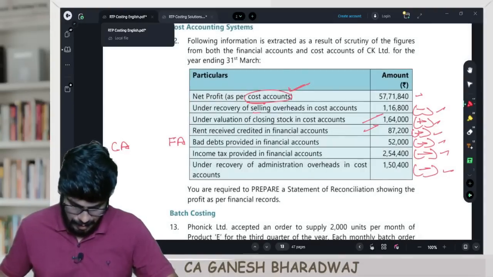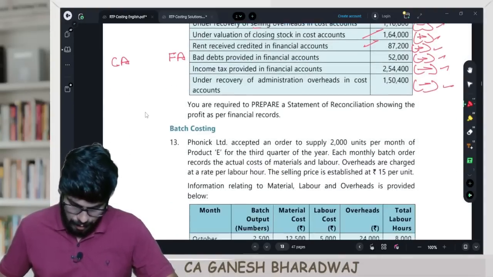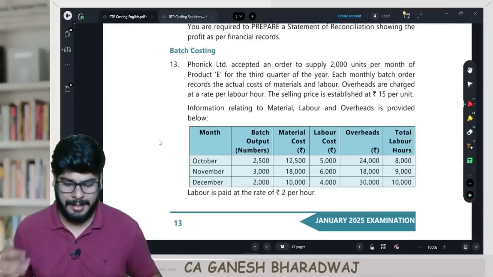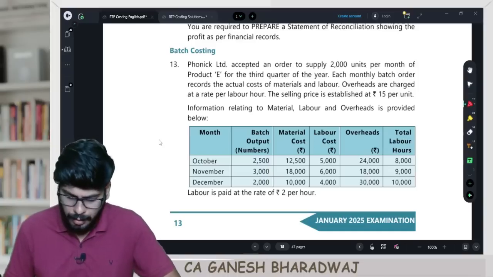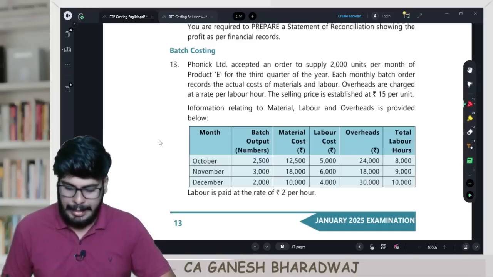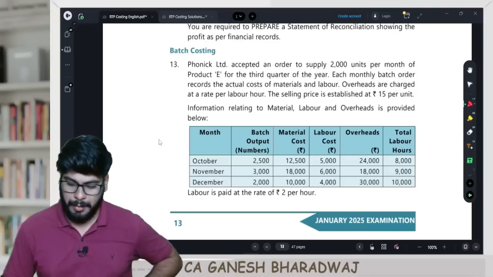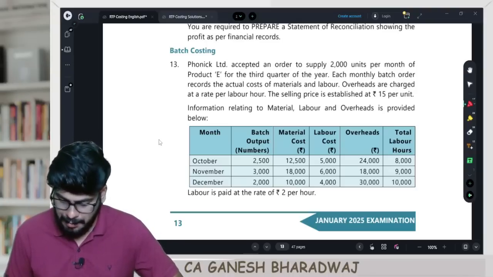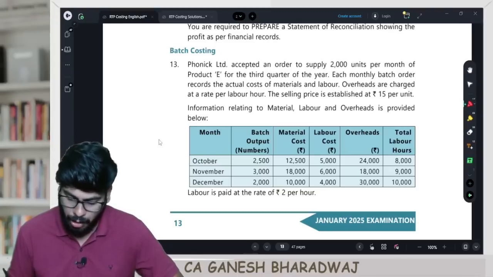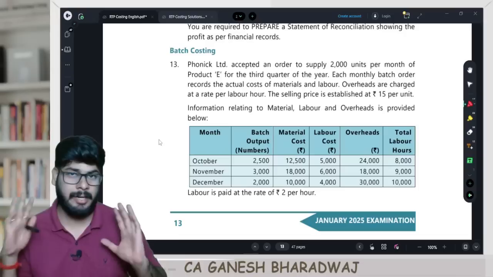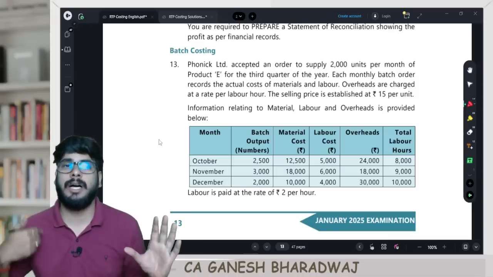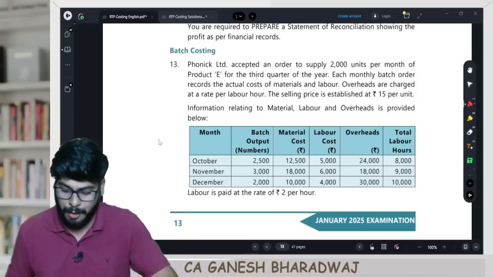This is question number 13. Now this is a question on batch costing, a very similar question that is there in our institute study material. Phonic Limited accepted an order to supply 2,000 units per month of product E for the third quarter of the year. Each monthly batch order records the actual costs of material and labor, and overheads are charged at a rate per labor hour, right? Obviously, we know that prime costs are valued at actuals, and overheads costs are charged on an absorption basis. Perfect.